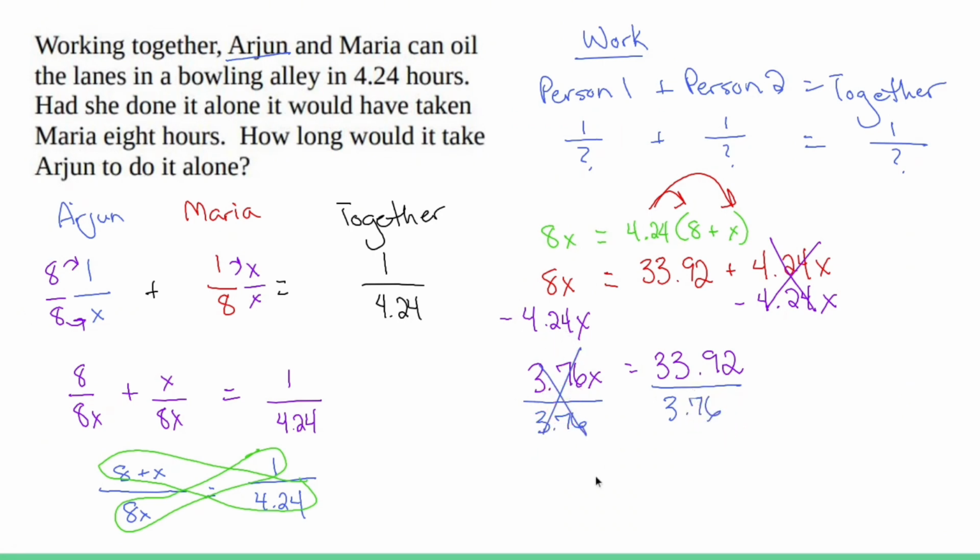And what I get is approximately, now this is a terrible number. I did use a calculator for this, like 9.0212, and so on. Now, it doesn't say where to round it to, but let's round it to 2 decimal places, so 9.02. So what does x equals 9.02 mean? That's how long it takes Arjun to do this alone. So how long would it take Arjun to do it alone? 9.02 hours. Give or take.